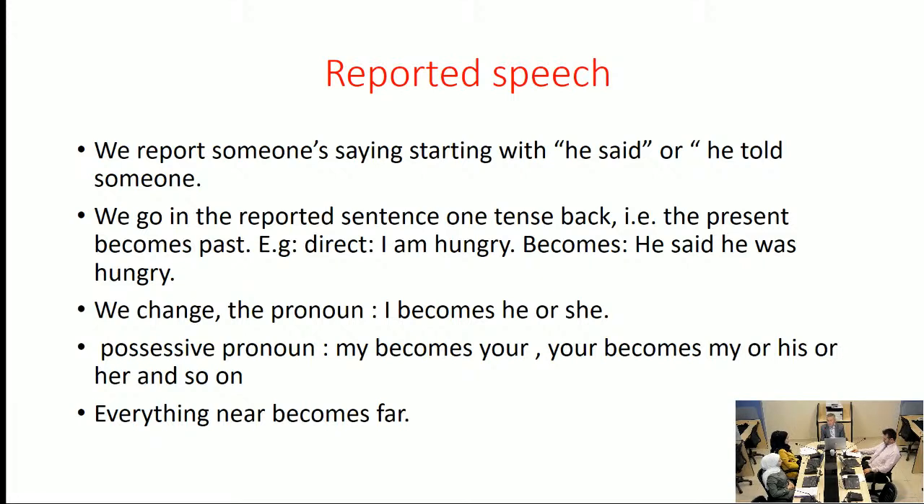Or her, and so on. Everything near becomes far. Yes, exactly. We change time and place references also. Exactly. Next, Ms. Risha, please.